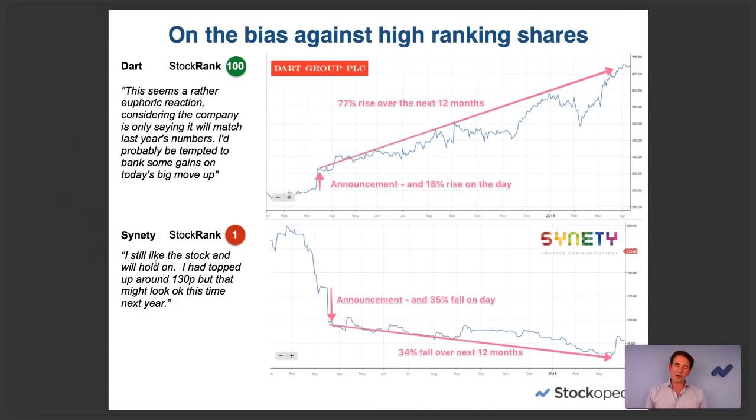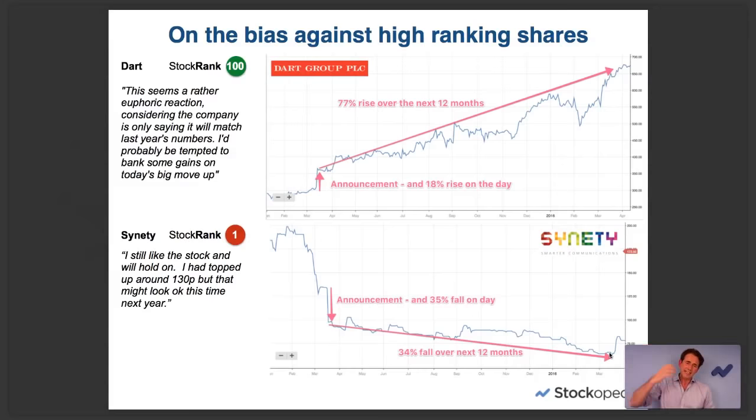All these people that were holding it, and there were lots of comments, but I've only picked this one out. "I still like the stock and will hold on. I had topped up around 130, but that might look okay this time next year." Well, the shares, as you can see, over the next year dropped dramatically, another 35% over 12 months.